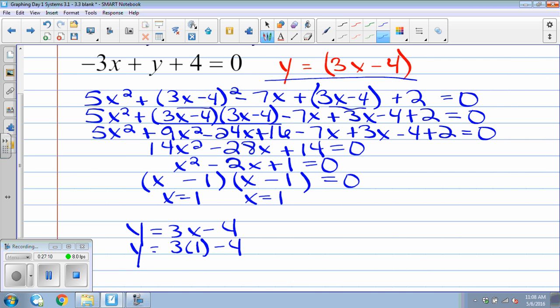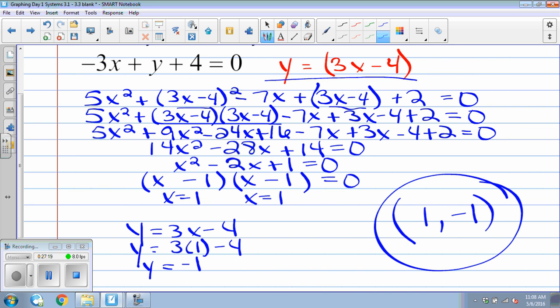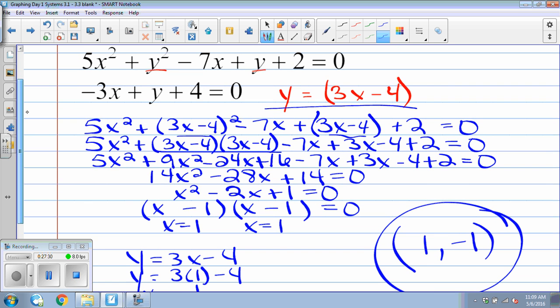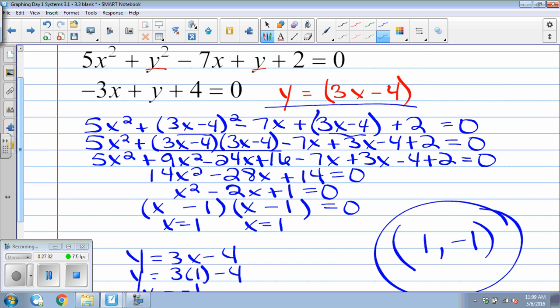So y equals negative 1. So our solution is the point (1, negative 1). What does that tell us? Our first equation was a circle, and our second equation was a line. They only intersect at one point. What does that tell us? The line is a tangent line.